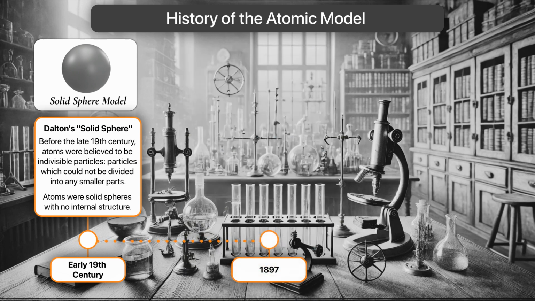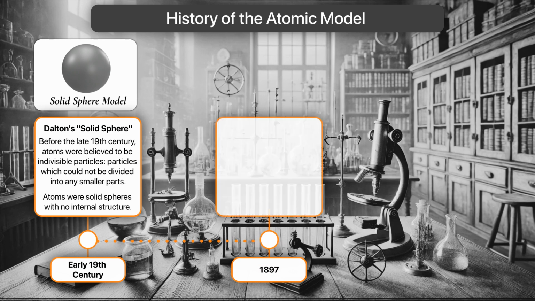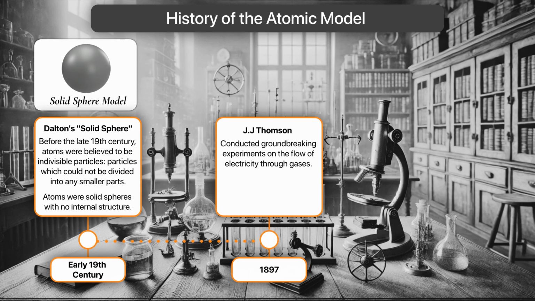However, this notion was challenged in 1897 by JJ Thomson's groundbreaking experiments on the flow of electricity through gases, which confirmed that atoms contained electrons. Let's imagine how he would have described his discovery.